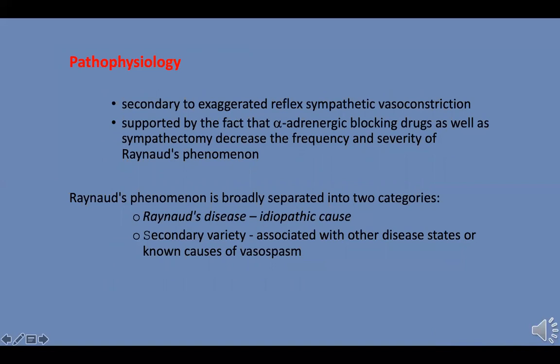The pathophysiology of Raynaud's phenomenon is secondary to exaggerated reflex sympathetic vasoconstriction. This is also supported by the fact that alpha-adrenergic blocking agents as well as sympathectomy decrease the frequency and severity of Raynaud's phenomenon. The phenomenon is broadly categorized into two. Raynaud's disease is due to an idiopathic cause, and the secondary variety is associated with other disease states or known causes of vasospasm.